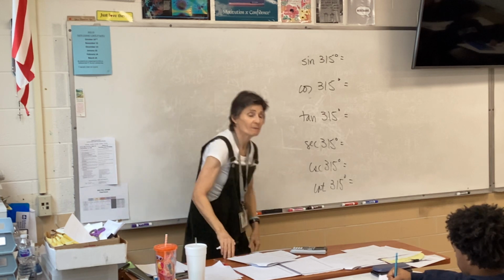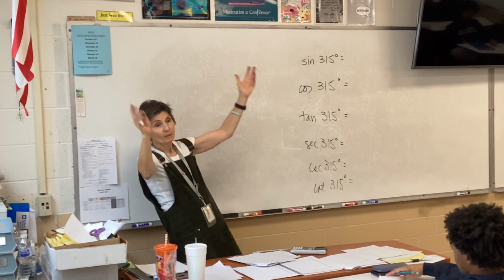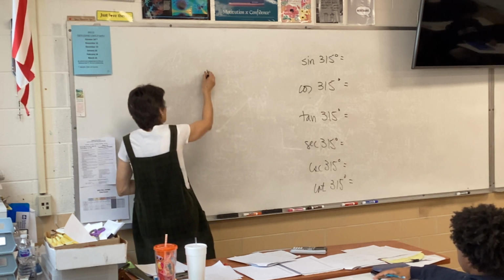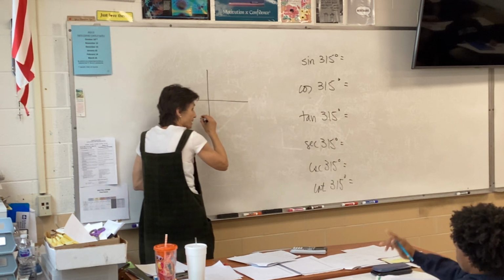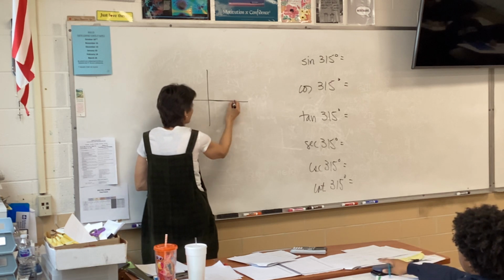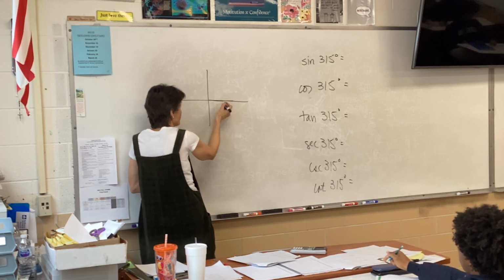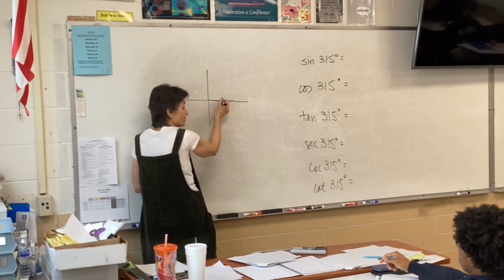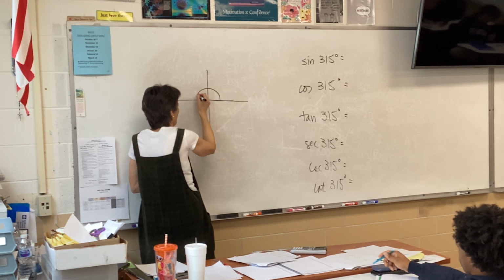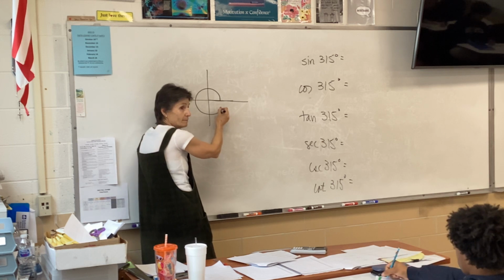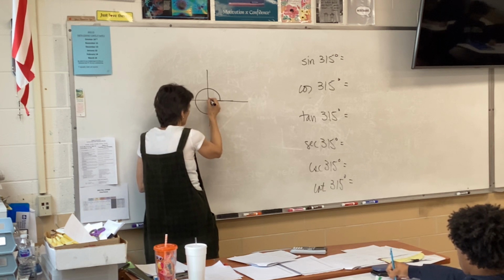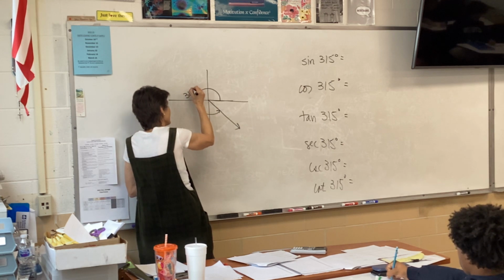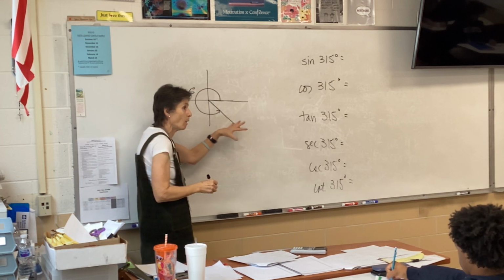Oh, you guys know me better than that. We draw a picture. We always draw a picture. What does 315 degrees look like? Well, remember, when you start here, and you go that way, where am I gonna put 315 degrees? All the way around to here, right? There's my angle right there. This is 315 degrees, all the way around here in quadrant 4.